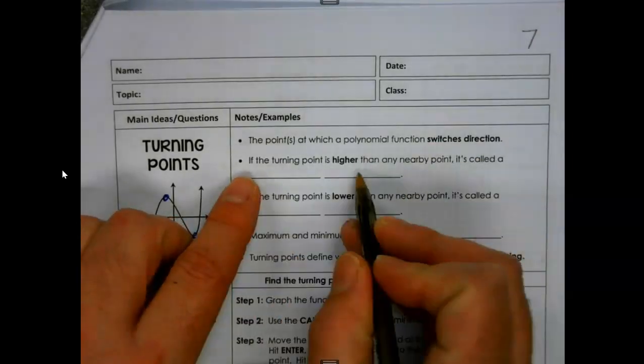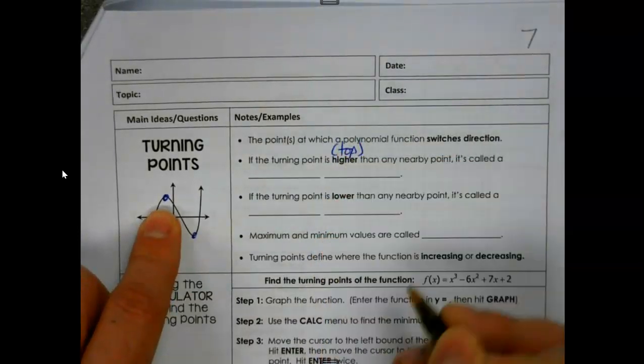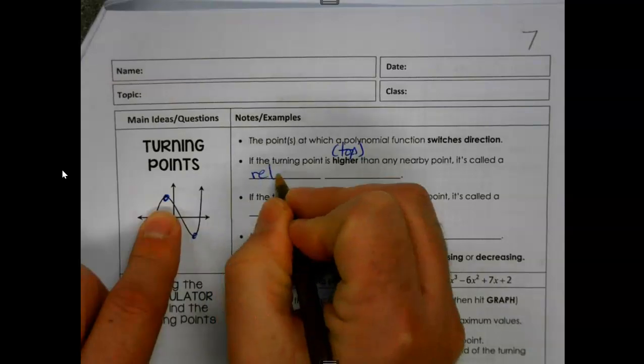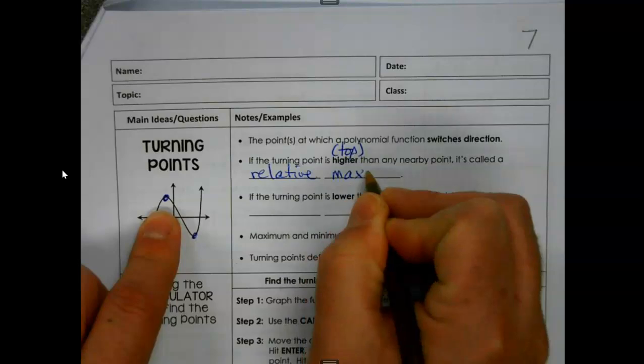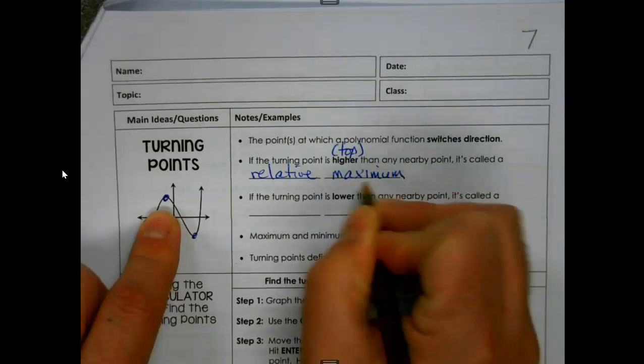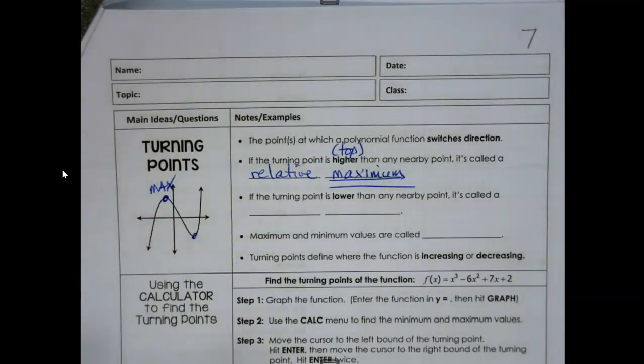If the turning point is higher, if it's at the top of what we're doing, that is called a relative maximum. I'm not so worried about the word relative. I'm more worried about the word maximum, or we can just call it a max for short. So anytime we're at the top with our curves, we're going to have a relative max.